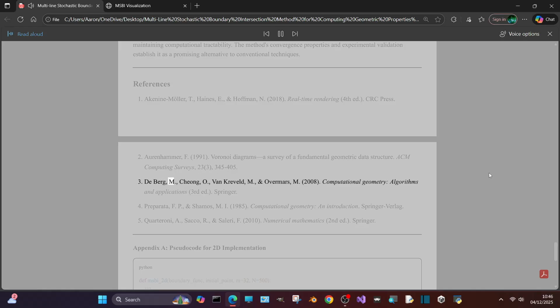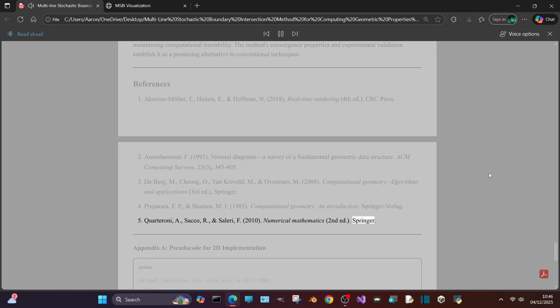3. De Berg, M., Cheong, O., Van Kreveld, M., and Overmars, M., 2008. Computational geometry, algorithms and applications, 3rd ed. Springer. 4. Preparata, F. P. and Shamos, M. I., 1985. Computational geometry, an introduction. Springer Verlag. 5. Quarteroni, A., Sacco, R., and Saleri, F., 2010. Numerical mathematics, 2nd ed.